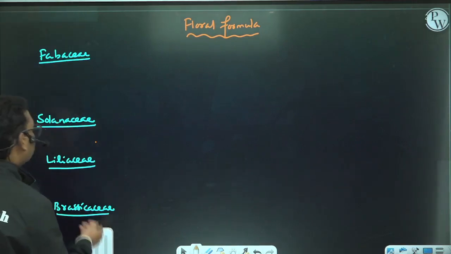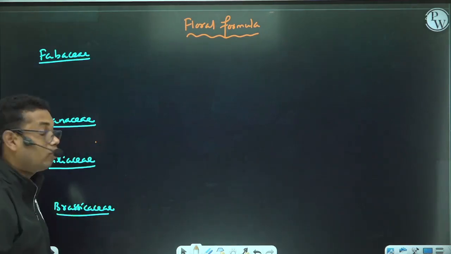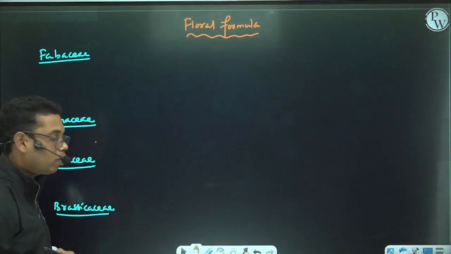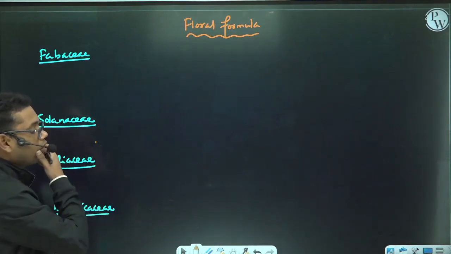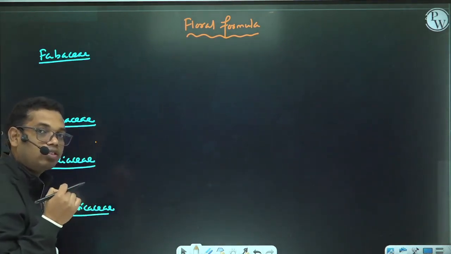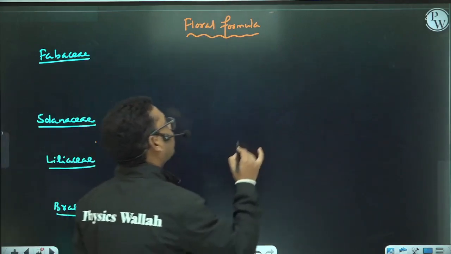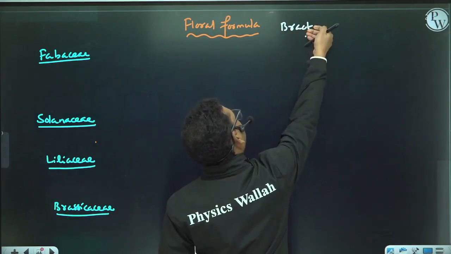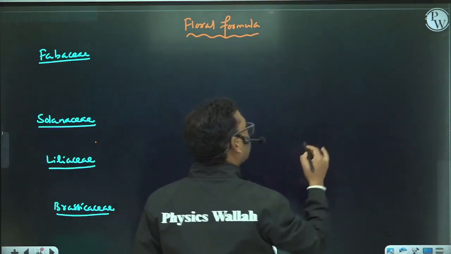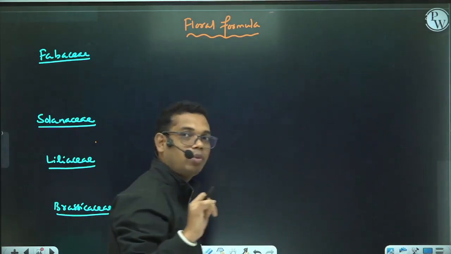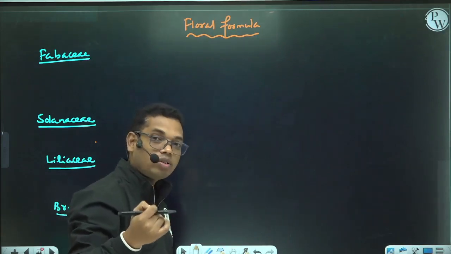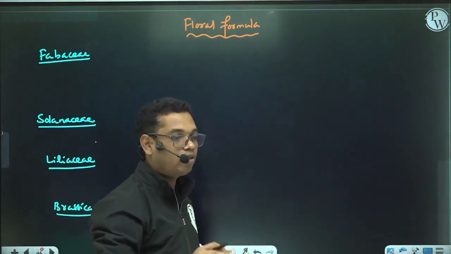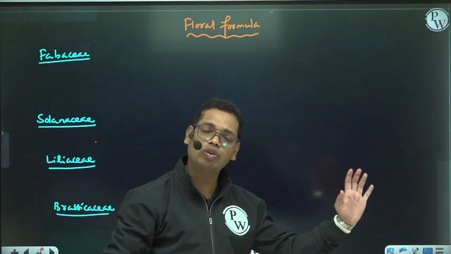So what about the floral formula? Remember one thing: when we write the floral formula, first you have to write about the bract, then the symmetry, then the sexuality. And from the outer floral whorl to the inner floral whorl you have to move.